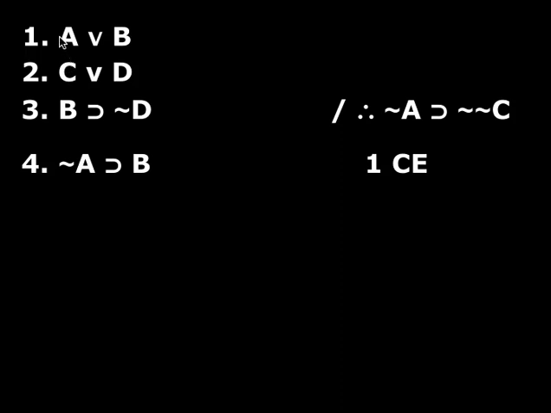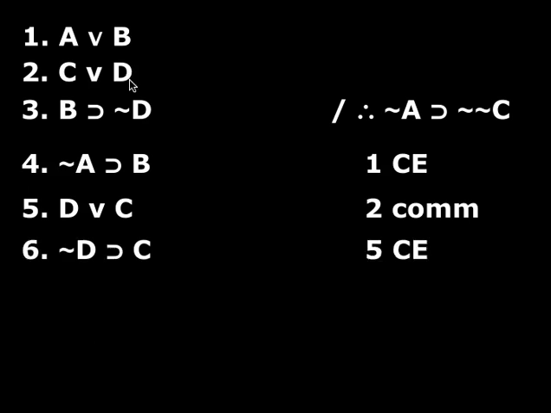So the first I'm going to get if not A, then B. I'm going to swap C and D to D and C, and then do conditional exchange on that. Wedge becomes horseshoe, negate the first component. Now I can do my hypothetical syllogisms.